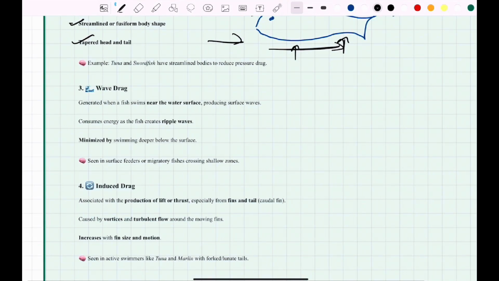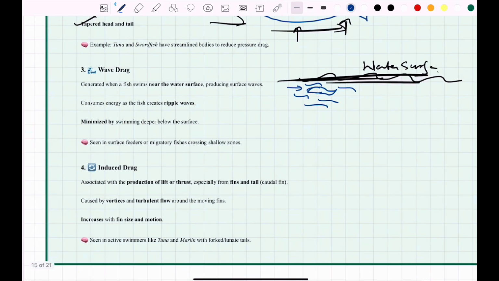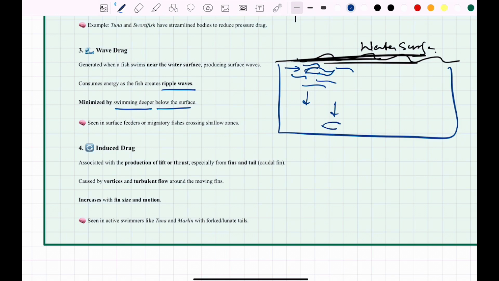Then is the wave drag. Wave drag is when the fish is near the water surface. For example, this is the water surface, and there are waves across the water surface. This fish will face drag due to the waves, due to the water currents. There are ripple waves. It is minimized by swimming deeper below the water. The deeper this fish swims in the water, the less wave drag there will be because the water is calmer in the lower layers.